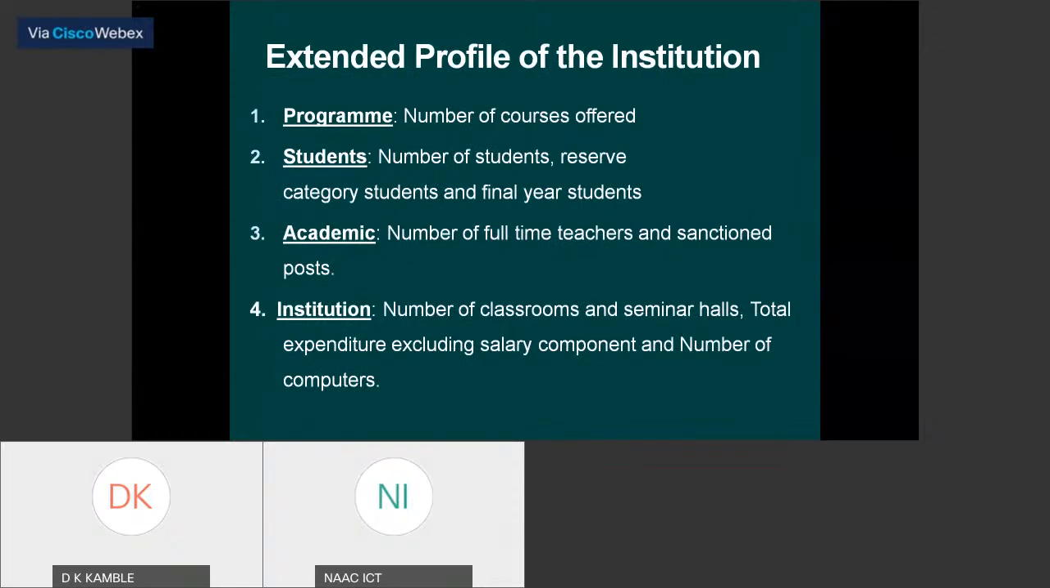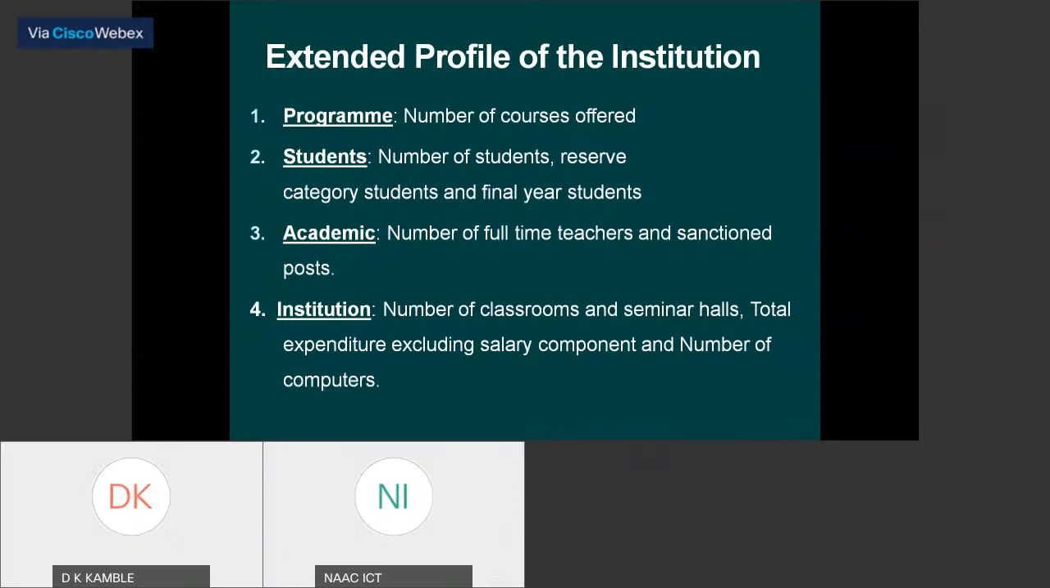After that, the extended profile of the institution. That extended profile data or information is very, very important, because whatever data the institutions give in that extended profile format is used as denominator data in the SSR, in the metrics wherever it is required, for the DVV process. That is very, very important. Hence, while filling the extended profile, the institution should take more care in filling the data.